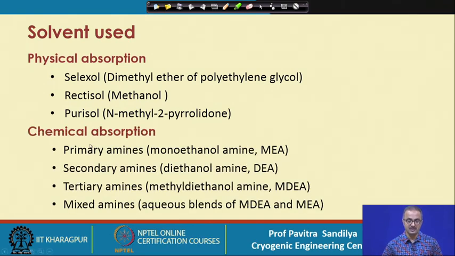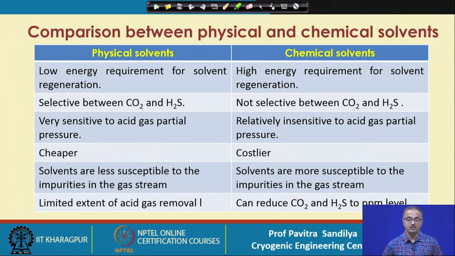Similarly for the chemical absorption, the solvents are basically amine based: we have primary amine, secondary amine, tertiary amine and mixed amine, and here are the names of some of these amines. Now, if we compare the physical and the chemical solvents, we find that the physical solvents have a low energy requirement for solvent regeneration, because the H2S and CO2 are weakly held by the solvent, whereas the energy requirement for the chemical solvents is high, because of the much stronger bond due to the chemical reaction between H2S, CO2 and the solvent.